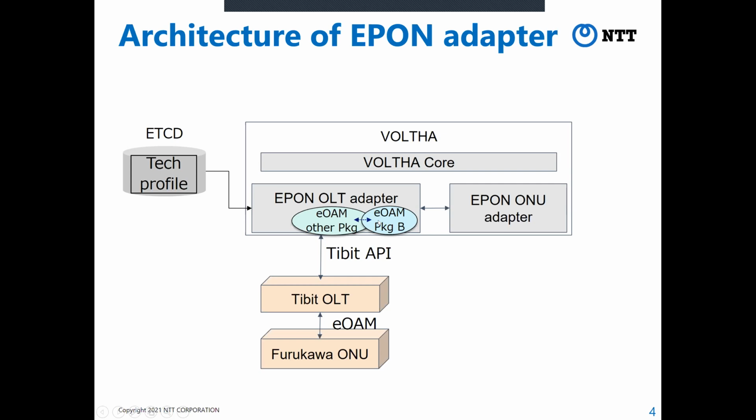We can specify the package type of EPON by tech profile. So if a tech profile with another package type is stored in etcd, the adapter will run EOAM of the other package type. Also, we use TBT and Furukawa Electric ONU, and so the API between vOLTHA and OLT is a TBT API.